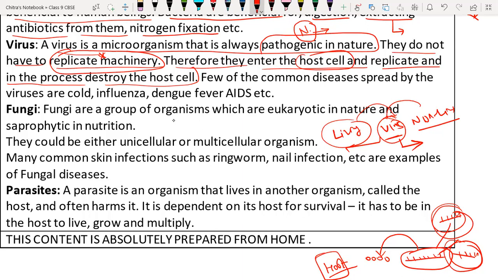Because of the replication of the virus, they form a new type of mRNA, and according to this mRNA they start protein synthesis. This protein disturbs the normal functioning of the cell and they destroy the cell. A few of the common diseases spread by viruses are cold, influenza, dengue fever and AIDS. AIDS is caused by the human immunodeficiency virus, called HIV. Okay, everyone?